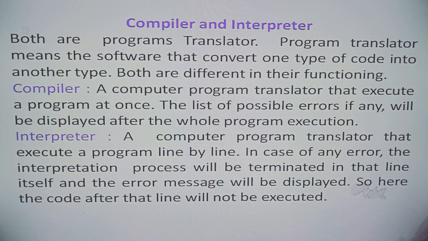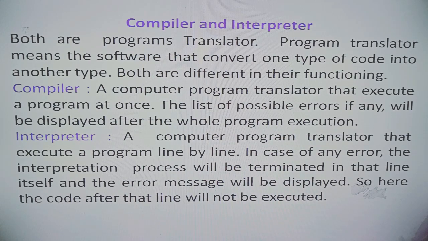Both, I mean compiler and interpreter, even though both are language translators or program translators, still they are different in their way of functioning. So let's discuss first about compiler. A compiler is a computer program translator that executes a program at once. Means first it will finish the execution of the whole program. The list of possible errors, if any, will be displayed after the whole program execution.